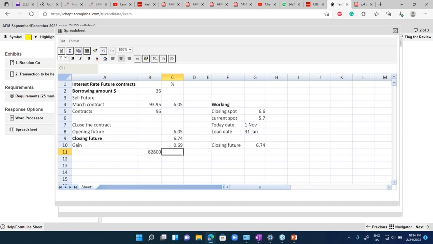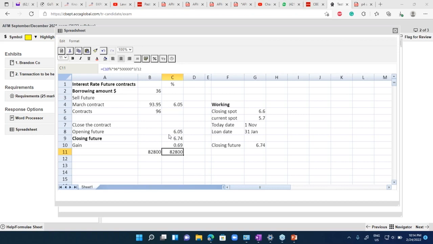There is another way of solving this. That is, multiply the gain into number of contracts into contract size into 3 by 12. So there are multiple ways of solving this.